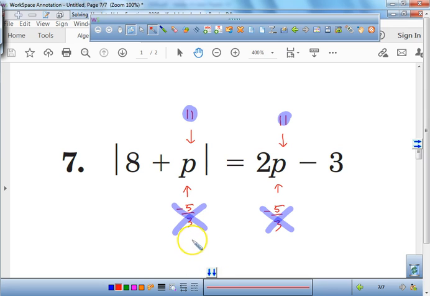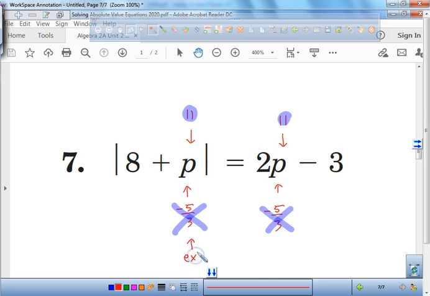Now here's the definition of this negative 5/3. Could you please write this definition down? This is called an extraneous solution. An extraneous solution is an answer where you did all the math correctly, you did all the algebra steps, you did everything right, but when you plug it in, it doesn't work. So the only answer for number 7, the only answer that we are going to put into the set is the number 11.